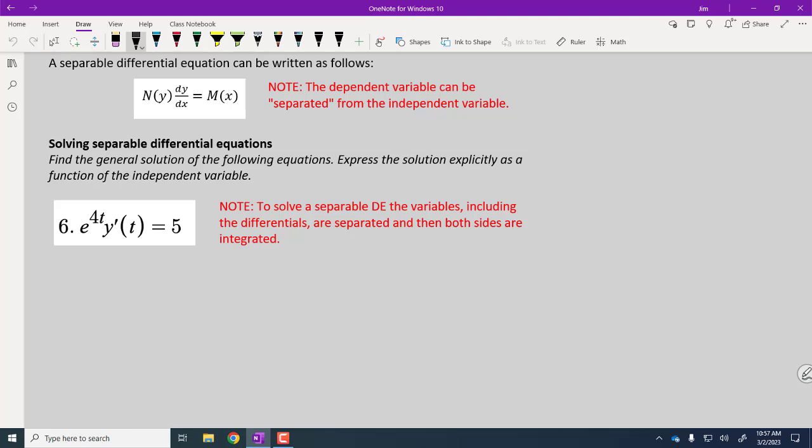Okay, so this is our goal, and that may look really abstract right now. The goal is to put the dependent variable on one side, the independent variable on the other, and then integrate each side with respect to the variable on that side. So let's ignore that for a second. Let's just come straight down here and let me show you what this is trying to convey.